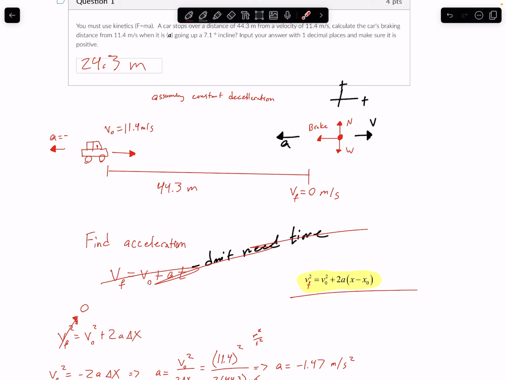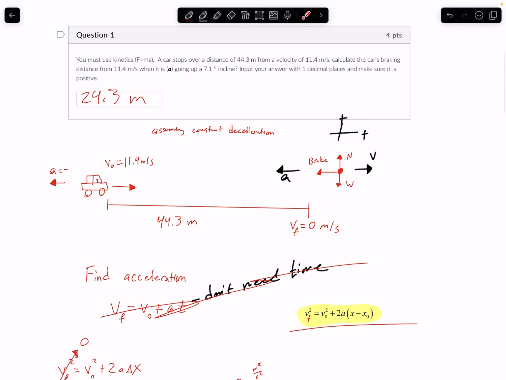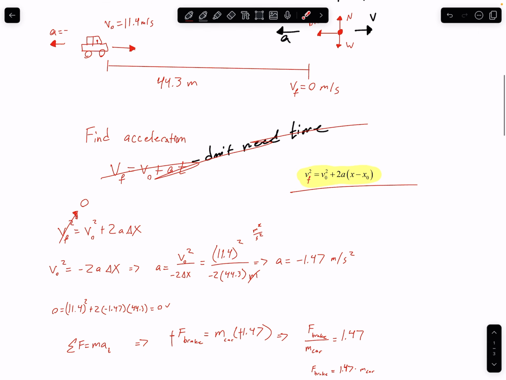So you can see here we have 2 forces in the y direction, and that means the normal force is equal to the weight. But we have no mention of friction, just braking distance. So I'm assuming that the only force going the other way is the force of the brakes, no friction.